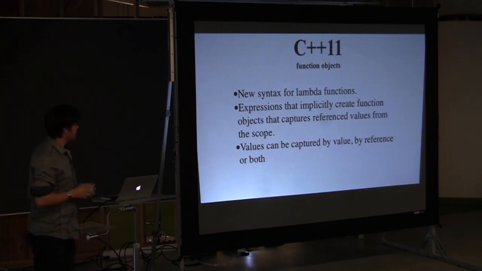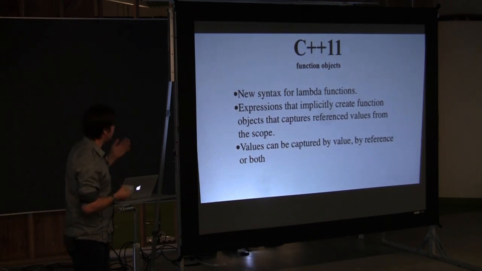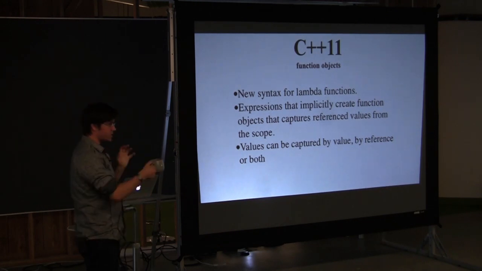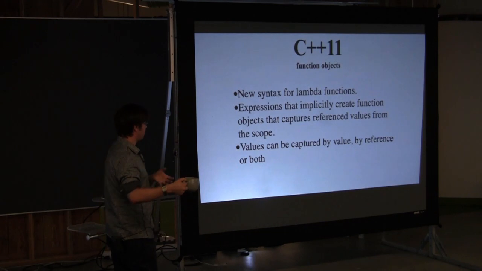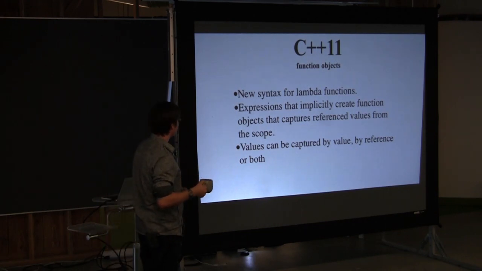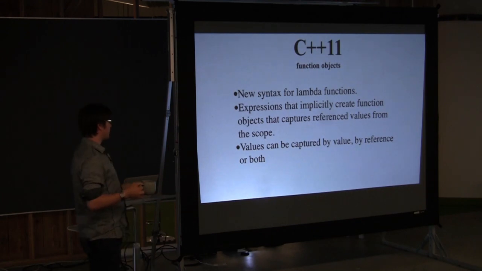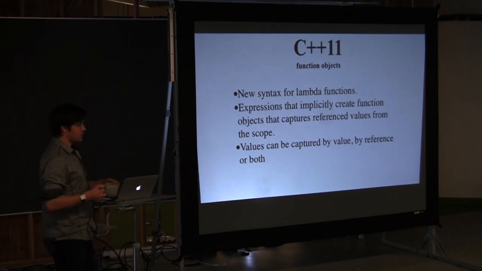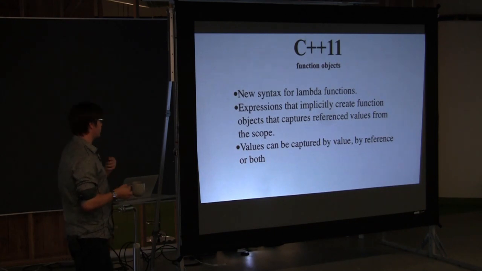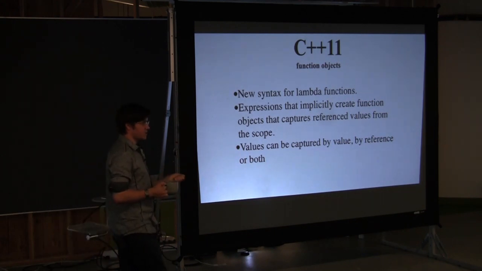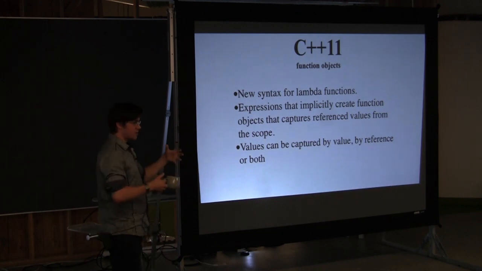So here are the key aspects of lambda functions. There's a new syntax, which is the square brackets, the parentheses for taking arguments, and then the body for the function body. The lambda expression will create an implicit function object, which is the thing that I showed on the first slide. It's actually creating that behind the scenes. So it's not creating a free function like a C function, because C functions can't capture state.